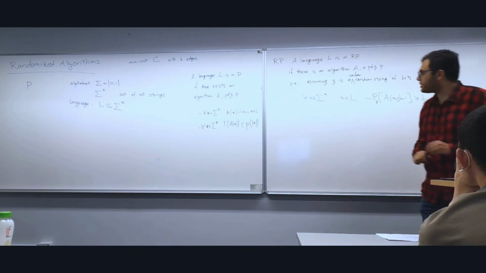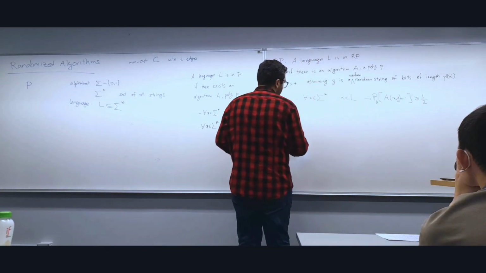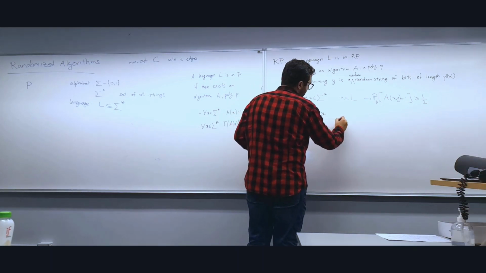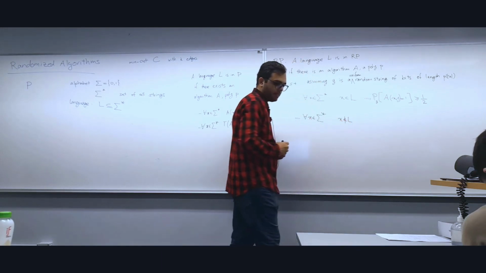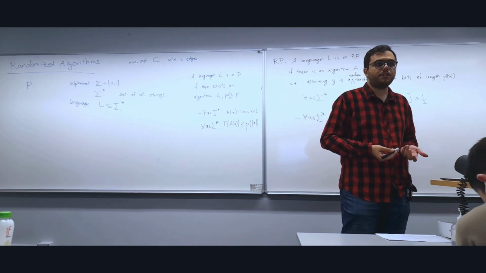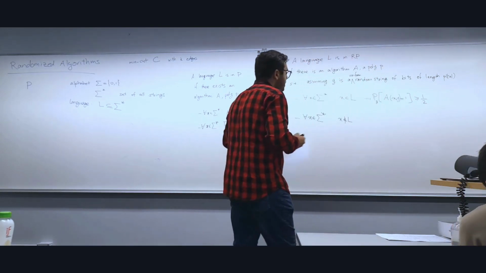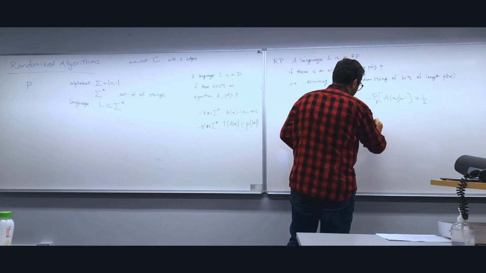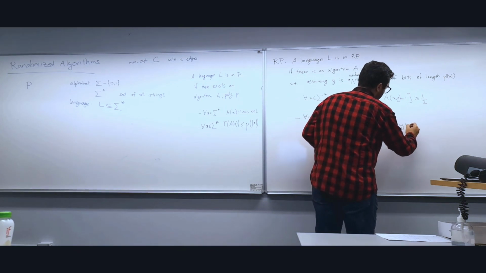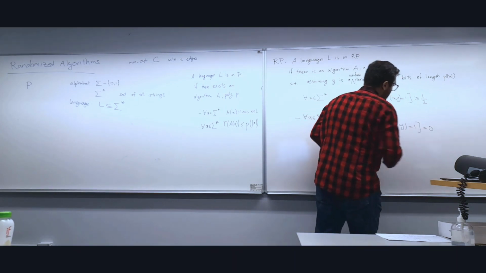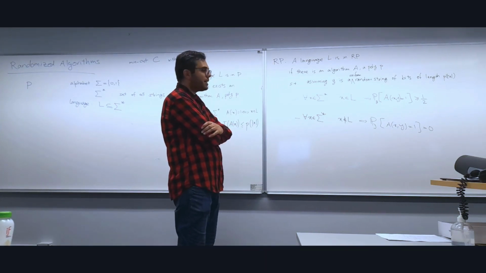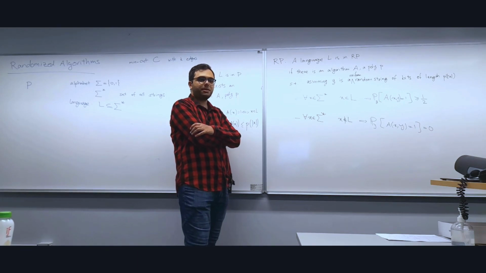Now, what about the other side? Well, for every X, what happens if X is not in my language? Now, this is the part where I can get creative and I can give different definitions. But for RP, the definition is that this probability has to be 0. Okay, so this is how we extend the polynomial time algorithm to the randomized setting.